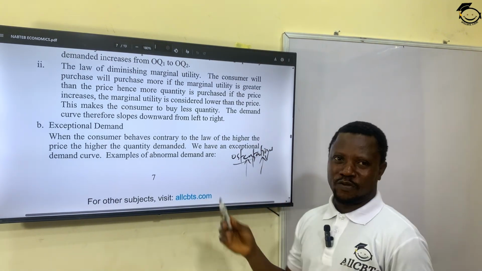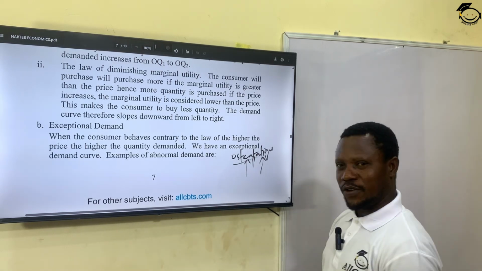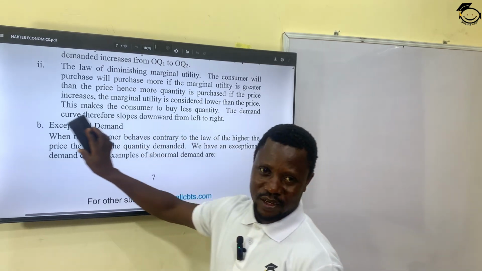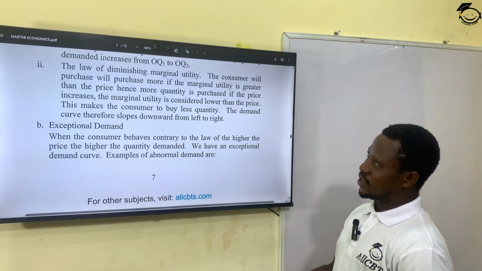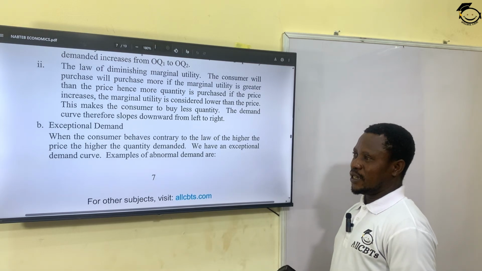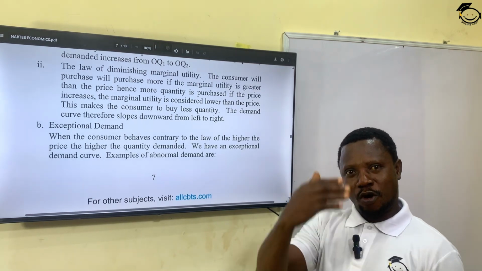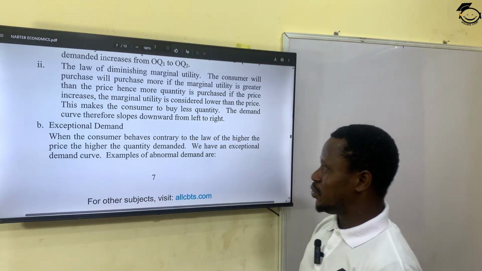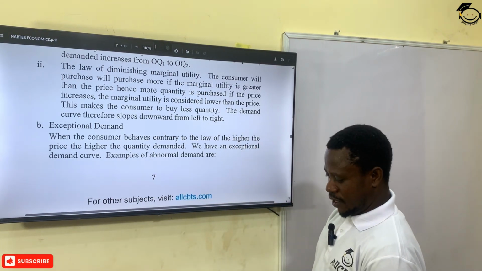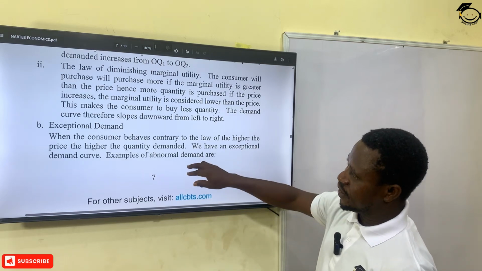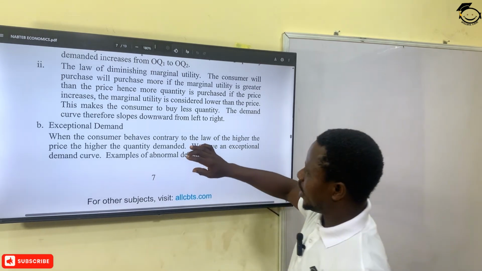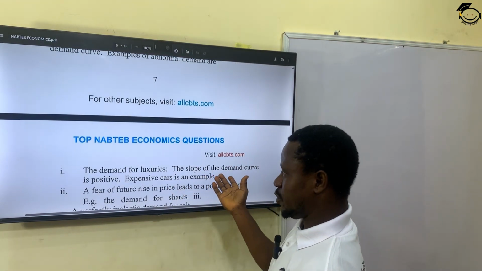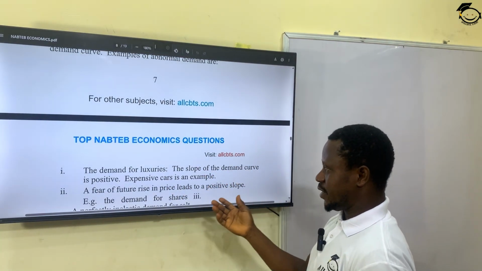This was also explained in one of our videos sent earlier. For instance, jewelries, gold, even vehicles. With all these commodities, people tend to buy more of them at a higher price because they believe the higher the price, the more value they portray, and then they go for them. Let's see the next one. The demand for luxuries, which I just mentioned, the expensive cars and the rest of them.